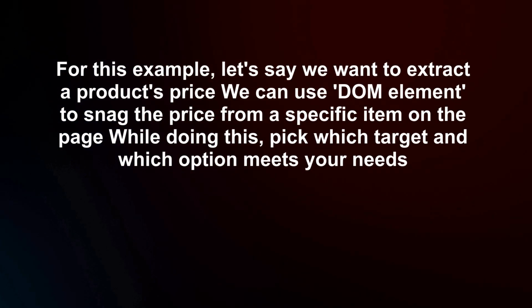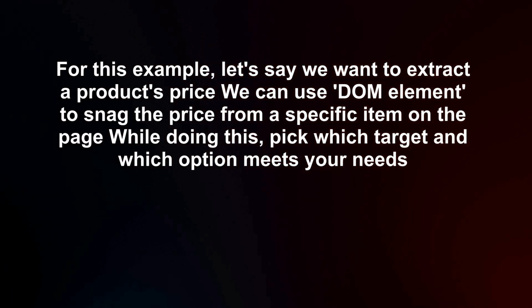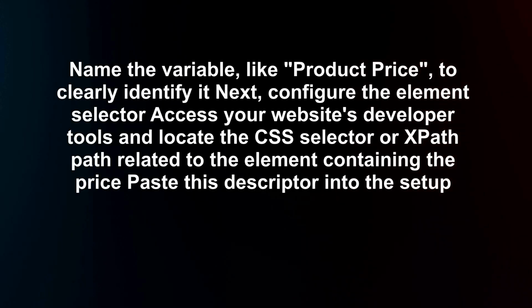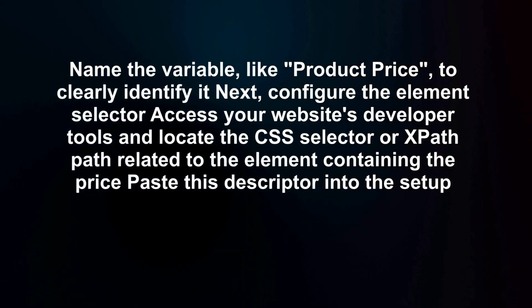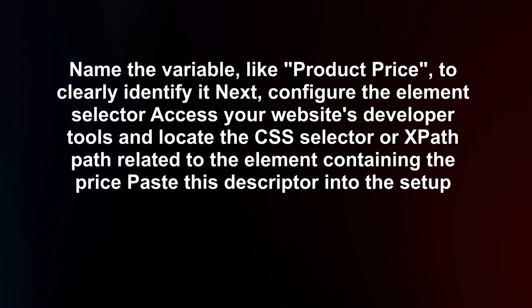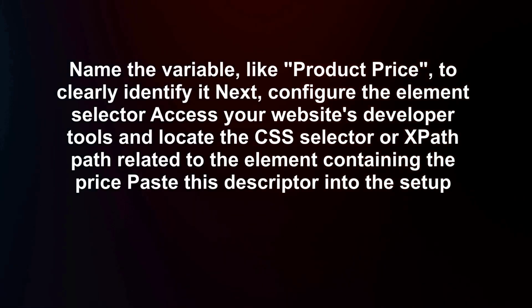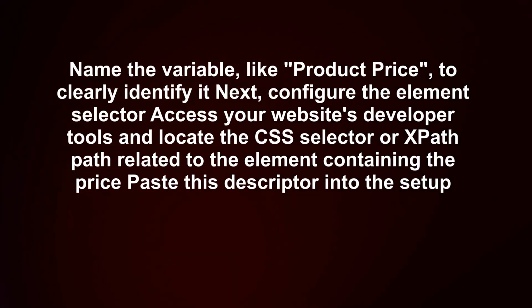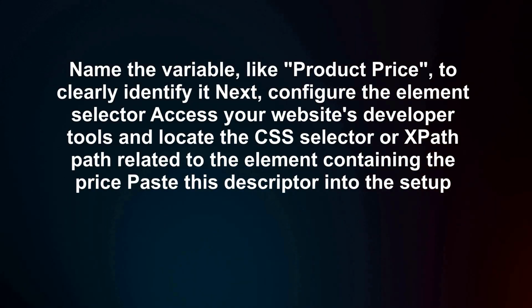While doing this, pick which target and which option meets your needs. Name the variable, like product price, to clearly identify it. Next, configure the element selector. Access your website's developer tools and locate the CSS selector or XPath path related to the element containing the price. Paste this descriptor into the setup.